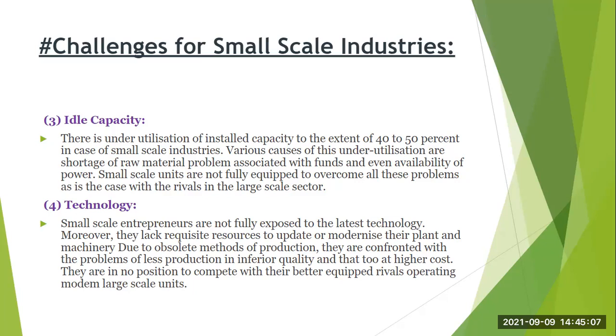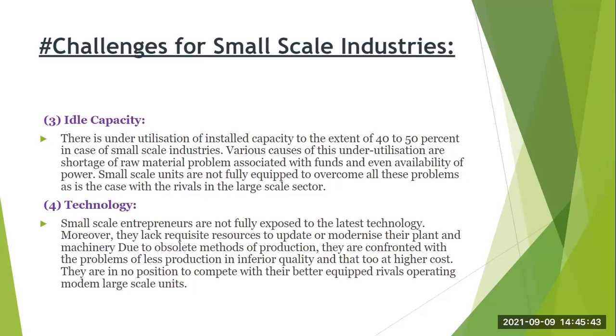So small scale entrepreneurs are not fully exposed to the latest technology. They use the same traditional technologies that they were using for the last 10-15 years. They continue with the same one for a longer period of time. Moreover, they lack the requisite resources to update or modernize their plant and machinery. Still, half of the industries use manual machineries. Every industry now has automatic machineries, right? But they are costlier. Either you invest the funds in the machinery, or you invest in more people, right?